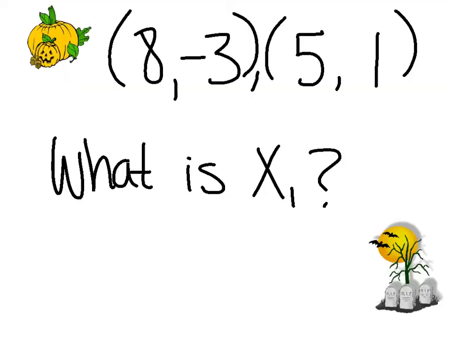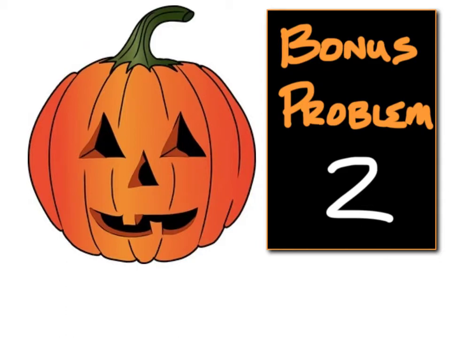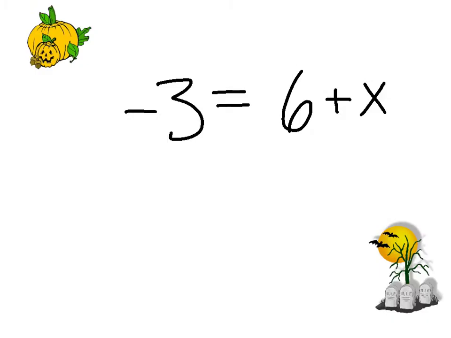Alright, practice problem number 2. Okay, back to our practice problem. What is x1? Our x values are the numbers that are in the first position of our ordered pairs. x1 is going to be 8. Should be -9.